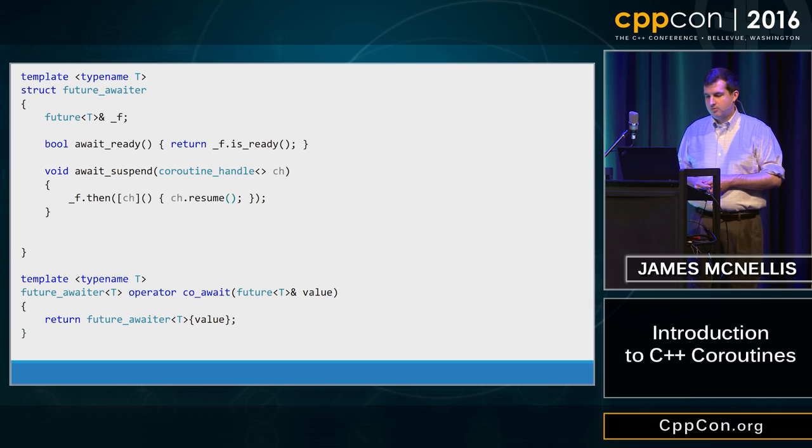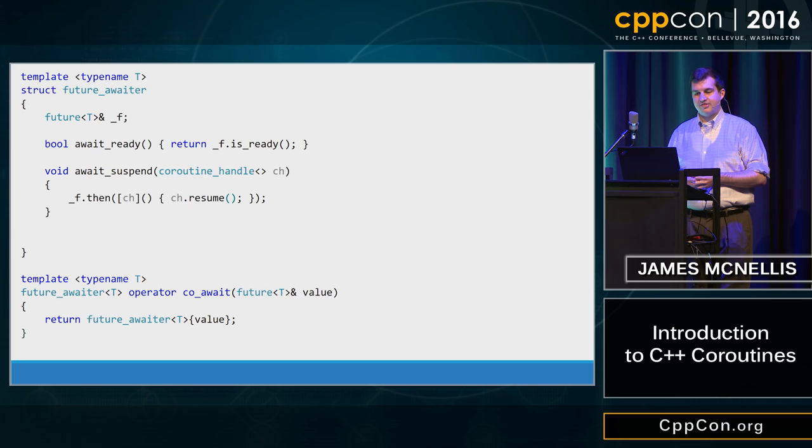When we suspend, we're going to call .then on the future in order to schedule the continuation. So when the future is ready, this continuation will be run. And it's at that point that we're actually going to resume the coroutine in that context. This may be on a different thread, it may be on the same thread.